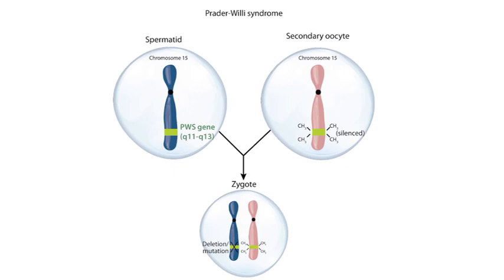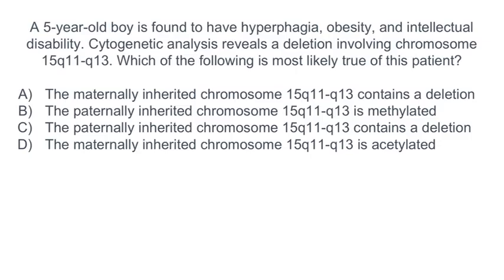If we look at the figure, we can see that Prader-Willi syndrome is caused by a mutation or deletion of the paternal PWS gene. If we return to the question, we can see that B is incorrect because the maternal chromosome is methylated, resulting in a silenced PWS gene. Likewise, D is incorrect because acetylation of this region would result in gene activation, not silencing. So again, the answer is C. The paternally inherited chromosome 15q11 to q13 contains a deletion.